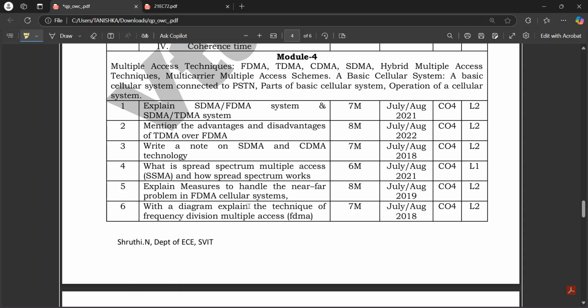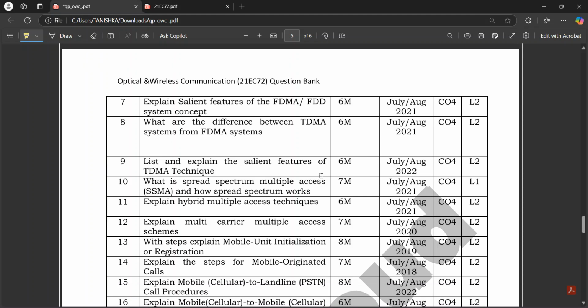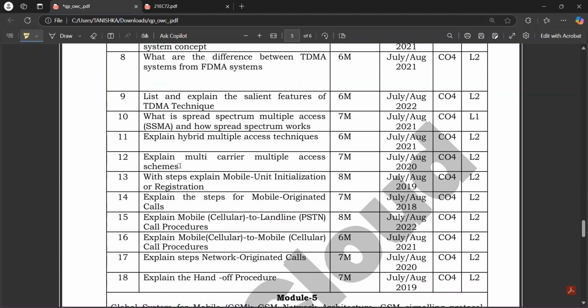With neat diagram, explain the technique of frequency division multiple access (FDMA). Then explain the salient features of FDMA, FDD system concept. What are the differences between TDMA systems and FDMA systems? Then explain the salient features of TDMA technique. What is spread spectrum, multiple access, and explain how spread spectrum works. Explain hybrid multiple access techniques, multi carrier multiple access schemes.